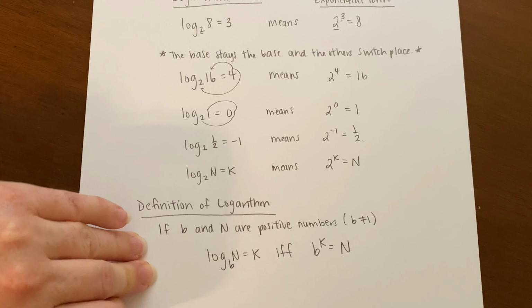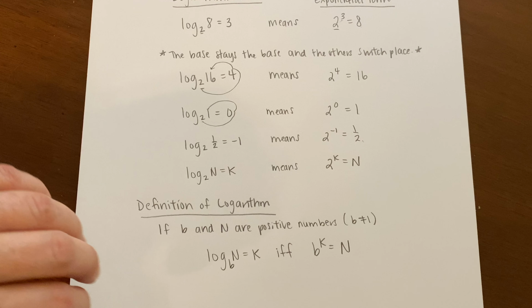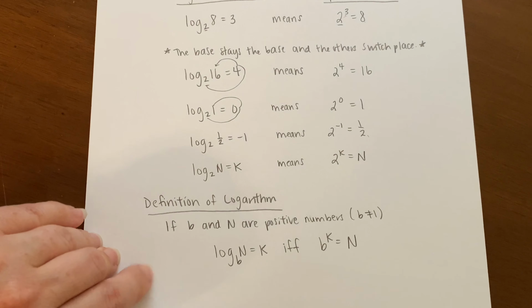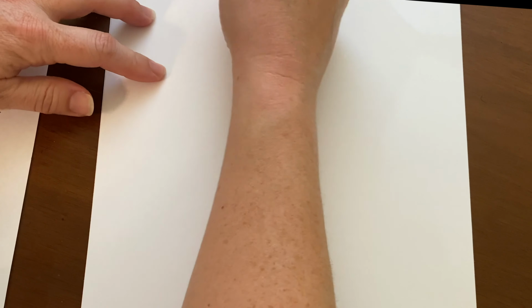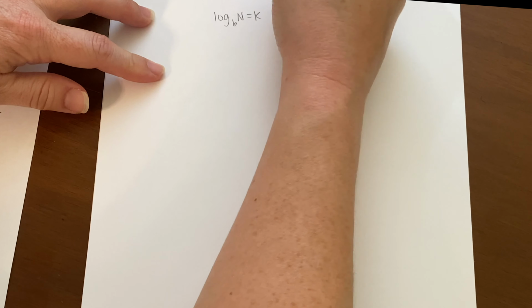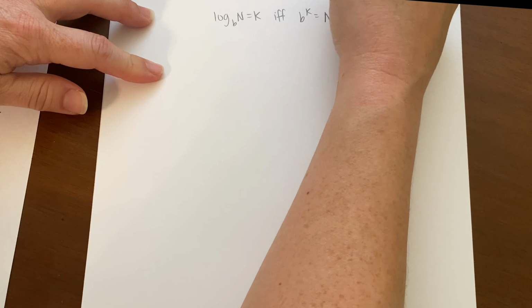Let's look at some special cases that may not seem obvious to you from this definition, but this definition kind of sprouts some other little tricks that we can use that may not be intuitive right away, but if I show it to you, maybe it'll make sense. So, according to this definition, I'm going to copy it again up here. Log base b of n equals k if and only if b to the k equals n.